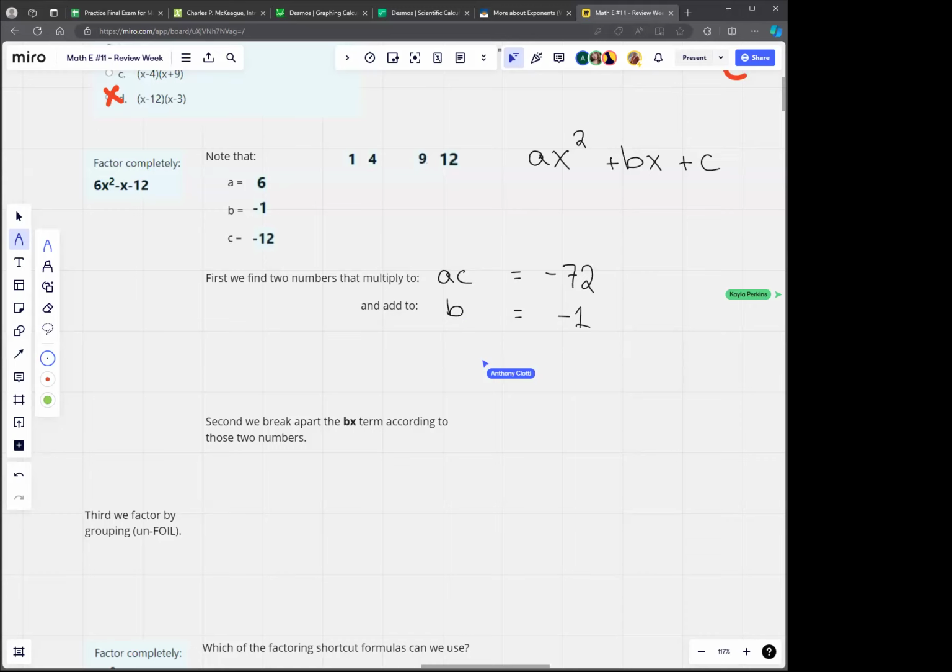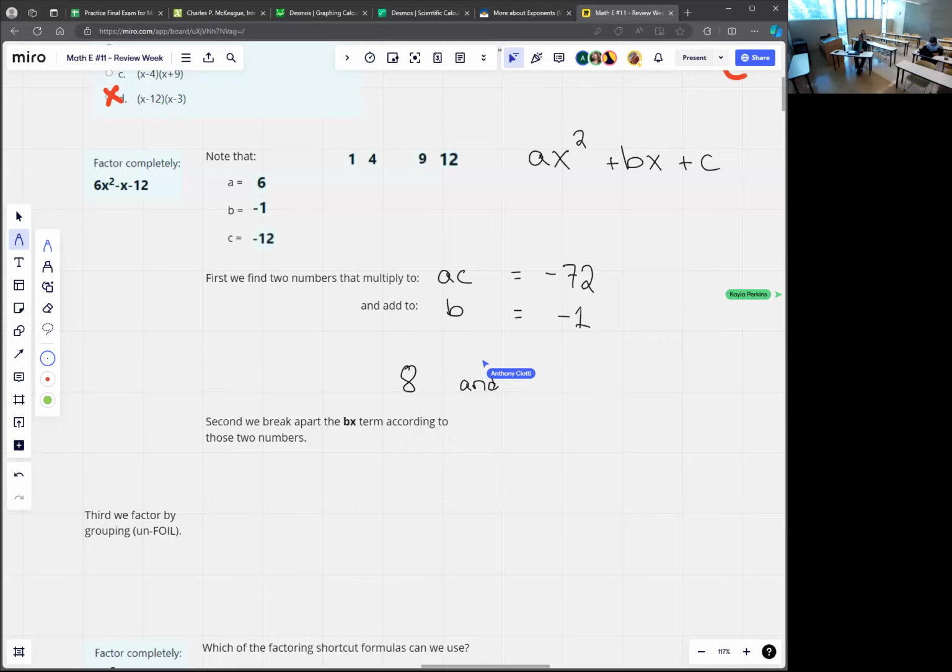7 and 8? Oh, no, 7 and 8 is 56. 8's one of them. 8 and 9. And which one do I want to make negative? 9, so that when I add them, I get -1 instead of +1. So 8 and -9 multiply to -72 and add to -1.